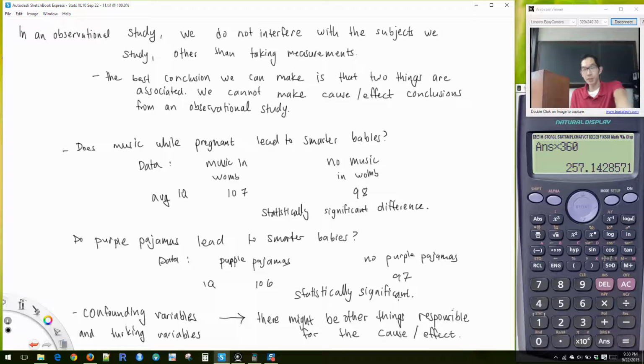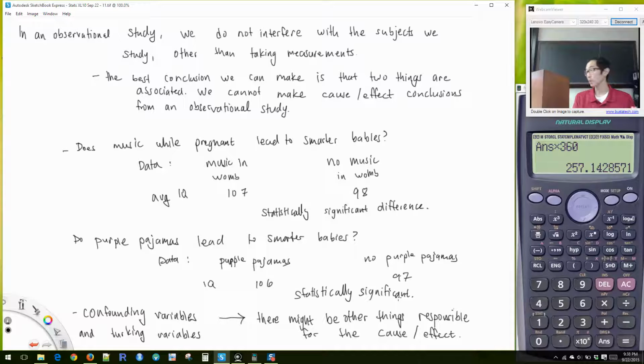So I didn't write it up on the board here, but the point of this thing with the purple pajamas and music while pregnant is that even if the data shows that there's a relationship, that doesn't mean one causes the other. Okay? And so, why do we bother with observational studies if we can't draw cause and effect conclusions? Well, just knowing that two things are related is useful. Okay, we might not be able to draw cause and effect conclusions, but we might be able to say these two things are related and do the best we can with that.